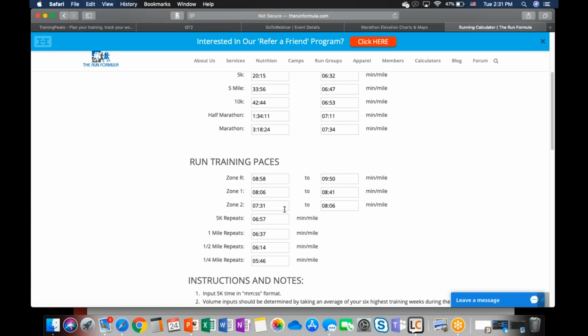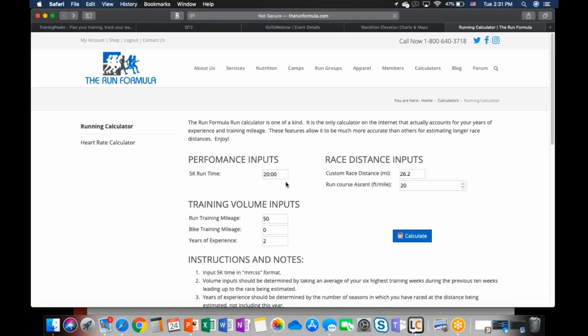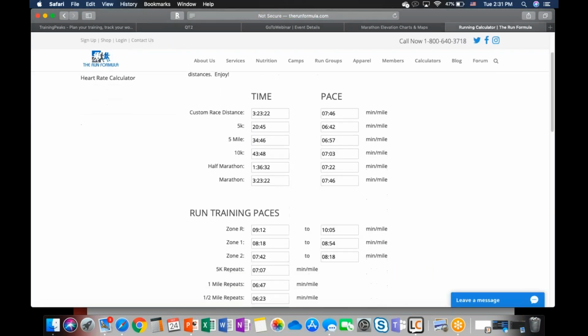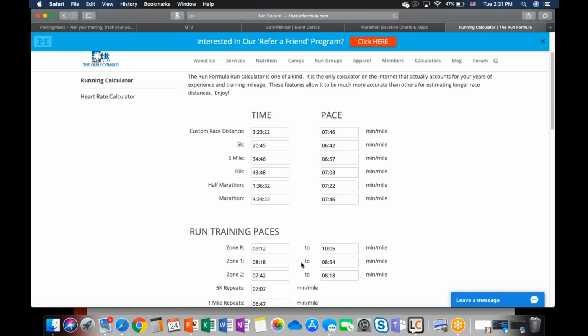If you're looking at that and you're like, no, I'm actually not running quite that fast, those paces look a little faster than I actually trained at, then go back and just play with this 5K number. Make it a little slower. Okay, let's try 20:30. Now let's check my paces again. Okay, now zone 1 is actually closer to 9 minutes. It's more like 8:40-ish pace. Okay, now we're talking, this is closer to what I'm at.